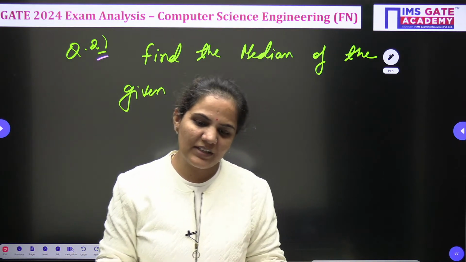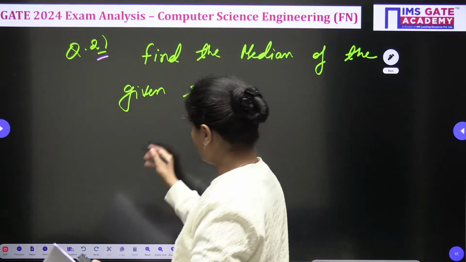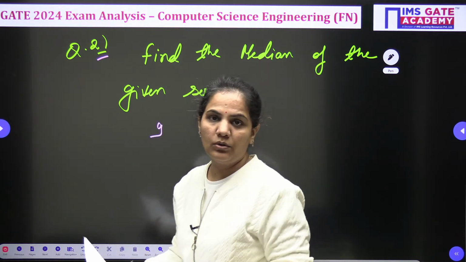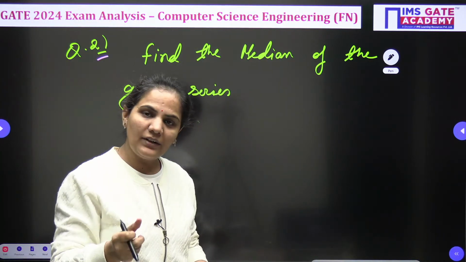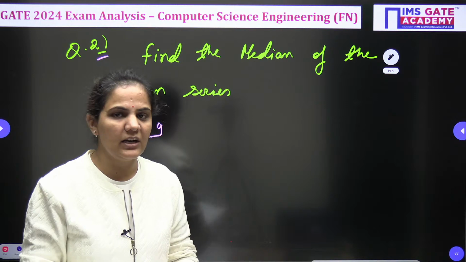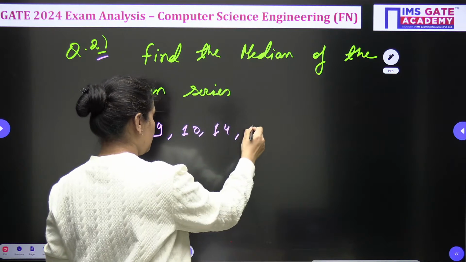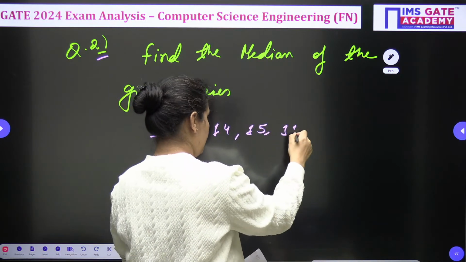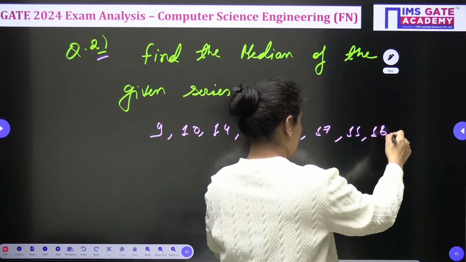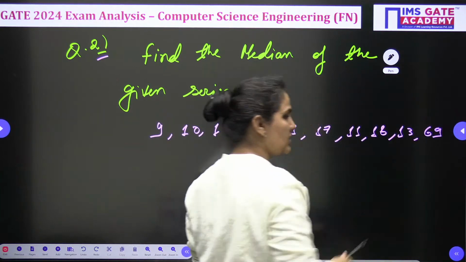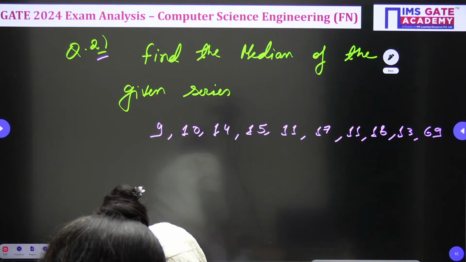We have a series and we need to find the median of the given series, or sequence. The sequence was written like this. As I told you, these questions are memory based. Maybe the sequence which I am writing is not exactly correct, but the approach will be the same. So the sequence will be 9, 10, 14, 15, 11, 17, again 11, 18, 13 and 69. This was given to us and we need to find the median in this case.